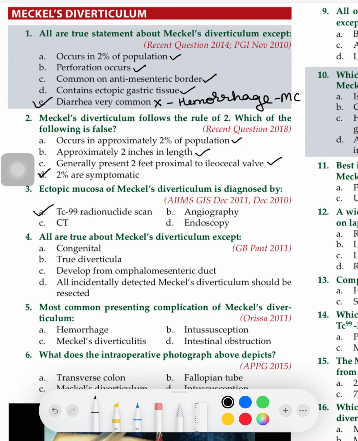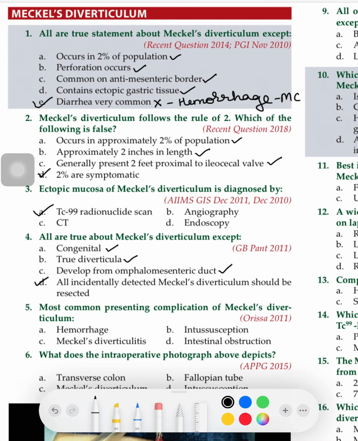All are true about Meckel's diverticulum except. It is congenital, yes. It is a true diverticulum because it contains all the layers of the intestine. It develops from the omphalomesenteric duct, correct. All incidentally detected Meckel diverticula should be resected. So all Meckel diverticula need not be resected. It depends on the age at which it is detected, and whether it is symptomatic or asymptomatic.